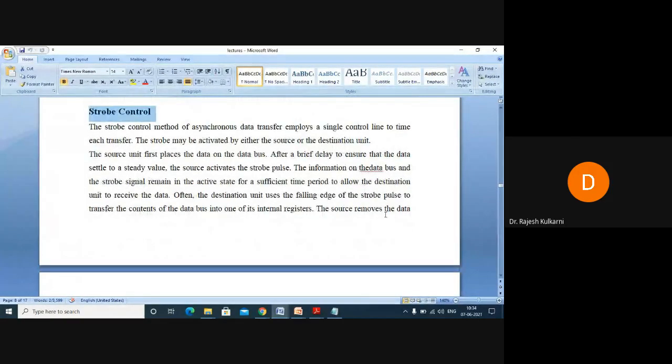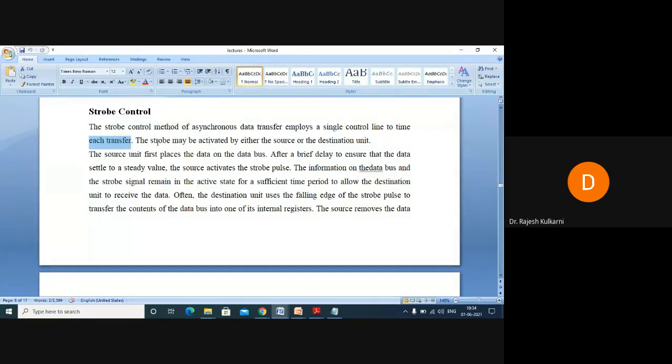Let us look at this strobe control now. Strobe pulse or strobe control. What is the purpose of strobe control or strobe pulse? It is used to facilitate asynchronous data transfer. For facilitating that, it uses a single control line. What is the purpose of this single control line? It does the timing of each data transfer.